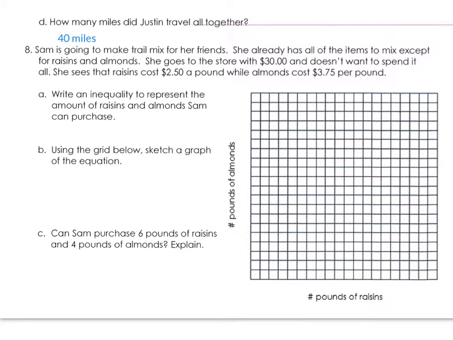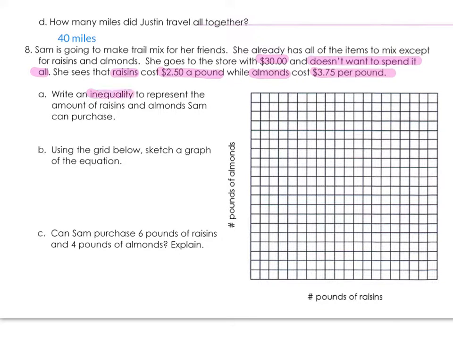Okay, last question for this review. Sam is going to make a trail mix for her friends. She already has all the items to mix except for raisins and almonds. She goes to the store with $30 and doesn't want to spend it all. So we know that she's actually not going to spend all that she has. So she has $30, but doesn't want to spend it all. She sees that raisins cost $2.50 a pound and almonds cost $3.75 per pound.